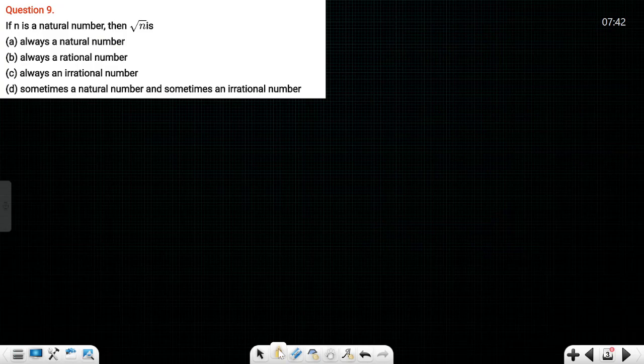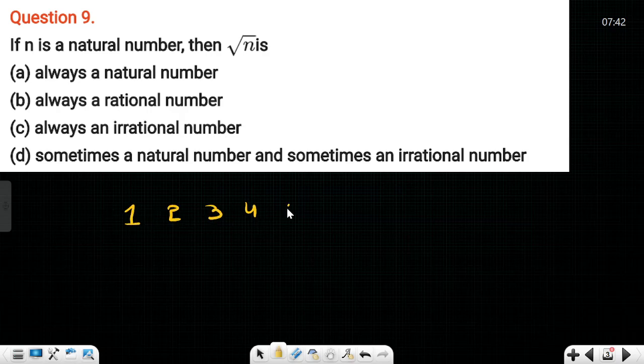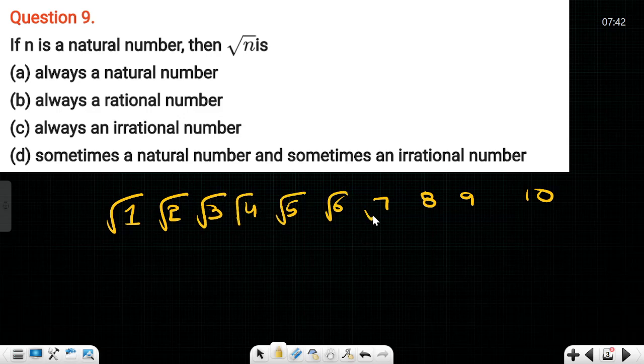Next, coming to question number 9. If n is a natural number, then root n is. Is it always a natural number? No. So root 10, he is asking n is a natural number. If you just take the first 10 natural numbers, 1, 2, 3, 4, 5, 6, 7, 8, 9, 10. Root 1, root 2, root 3, root 4, root 5, root 6, root 7, root 8, root 9, root 10.